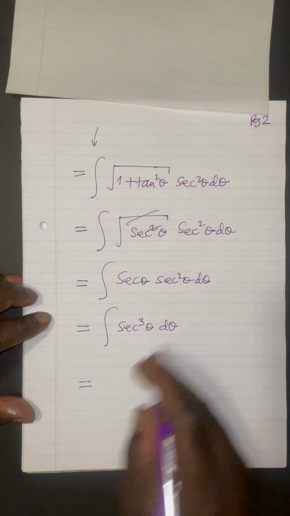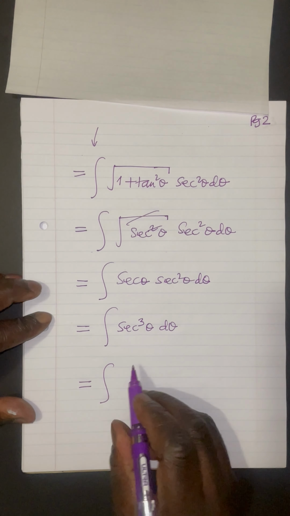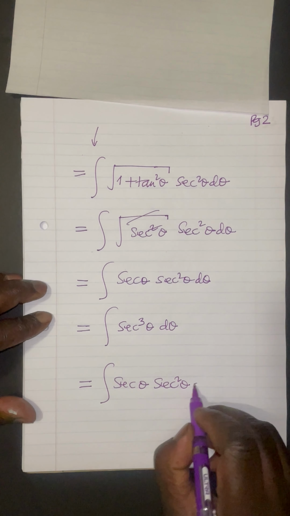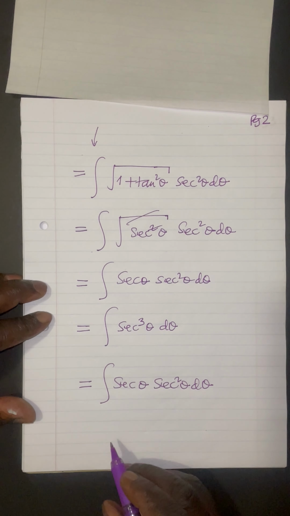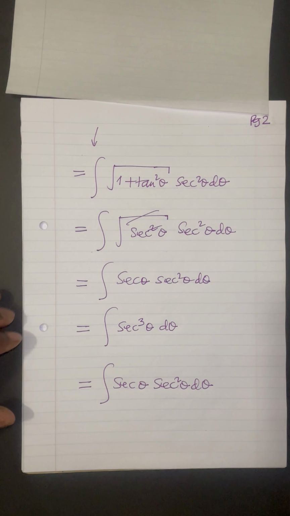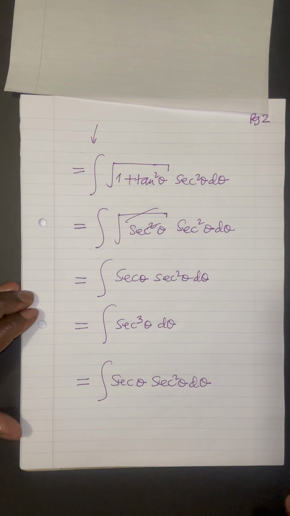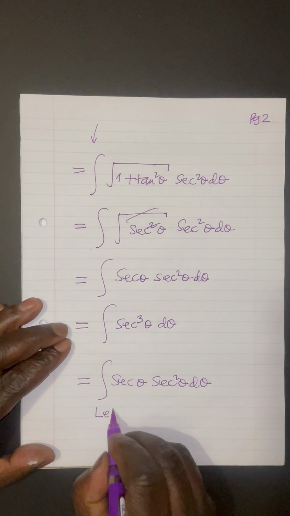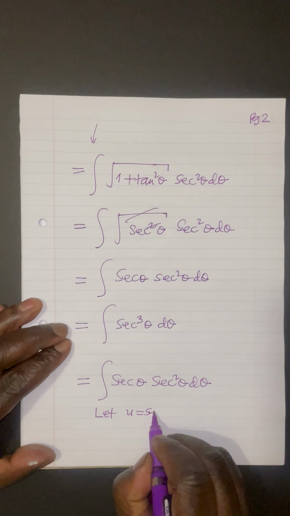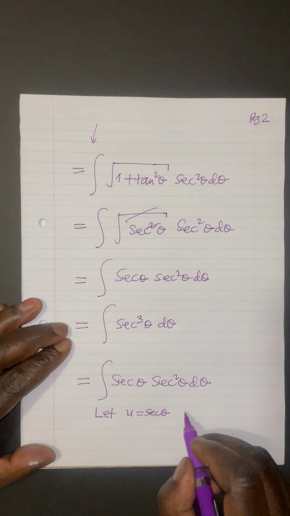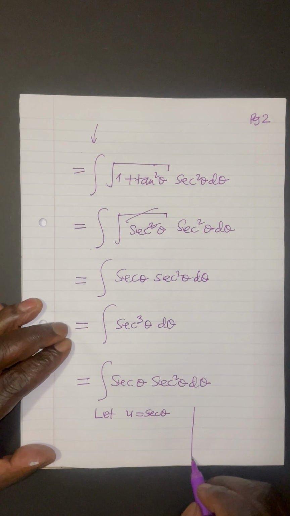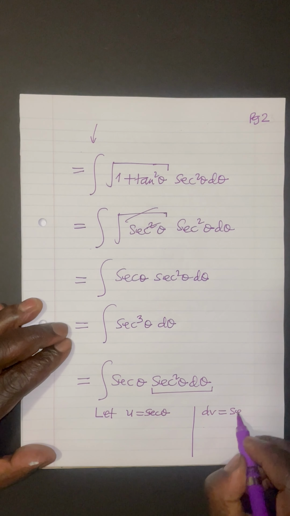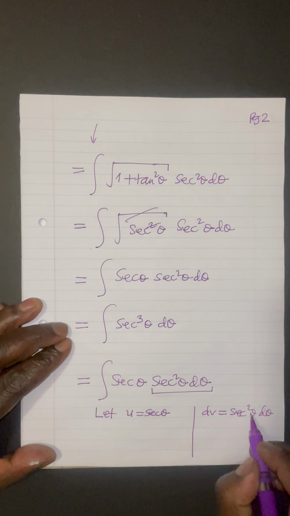So going back to that form, we're going to say this is the same as sec theta and then sec squared theta d theta. And at this stage, I'm going to use what we call integration by parts. So what is the approach? Well, the approach is now we're going to select u to be equal to sec theta. And at the same time, if you remember the integration by parts, we have to say dv, and dv must be equal to this part here. So it would be sec squared theta d theta.